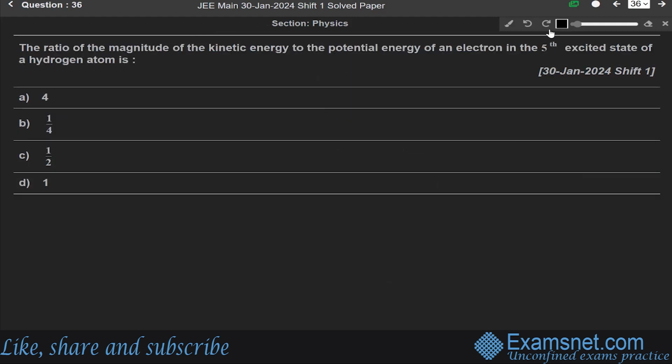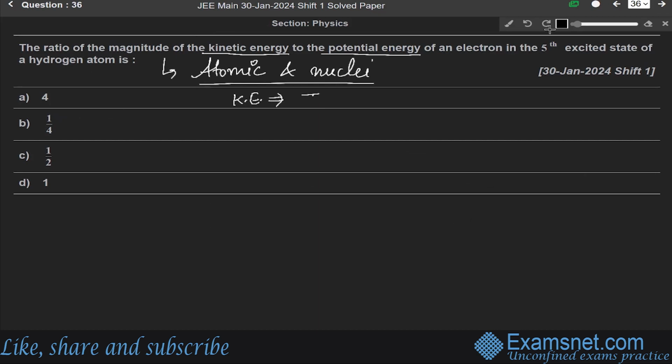Now next question, question 36. The ratio of the magnitude of the kinetic energy to the potential energy of an electron in the fifth excited state of a hydrogen atom is. So this question is from the chapter of atomic and nuclei. We have to find the ratio of the kinetic energy to the potential energy. As we all know, the kinetic energy is equal to the magnitude of the total energy, and it is always equal to half of the potential energy.